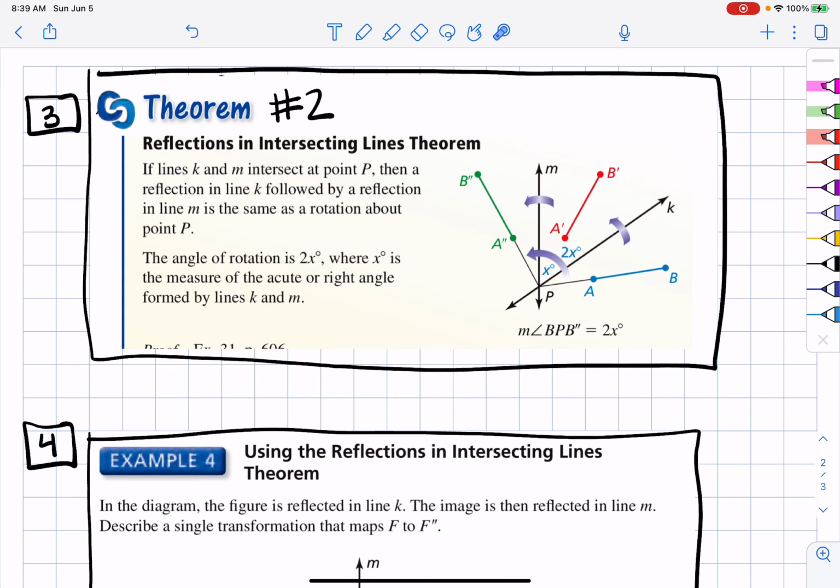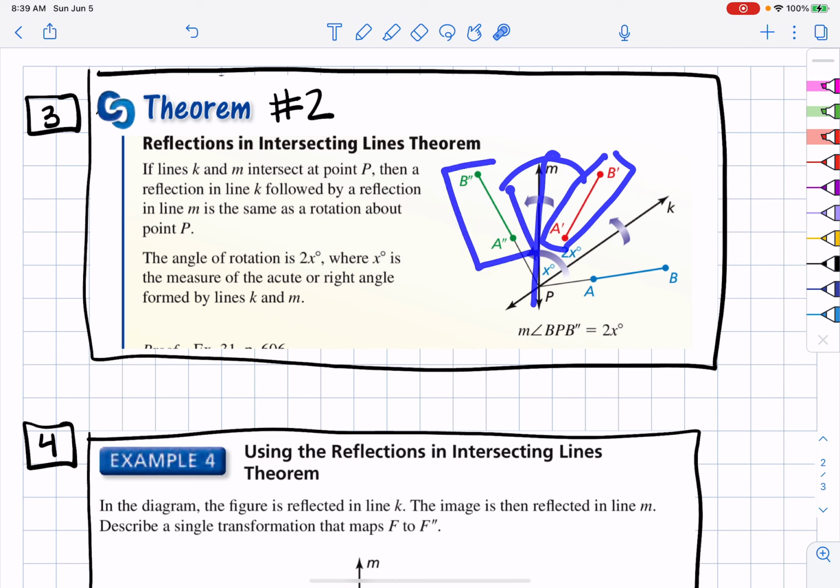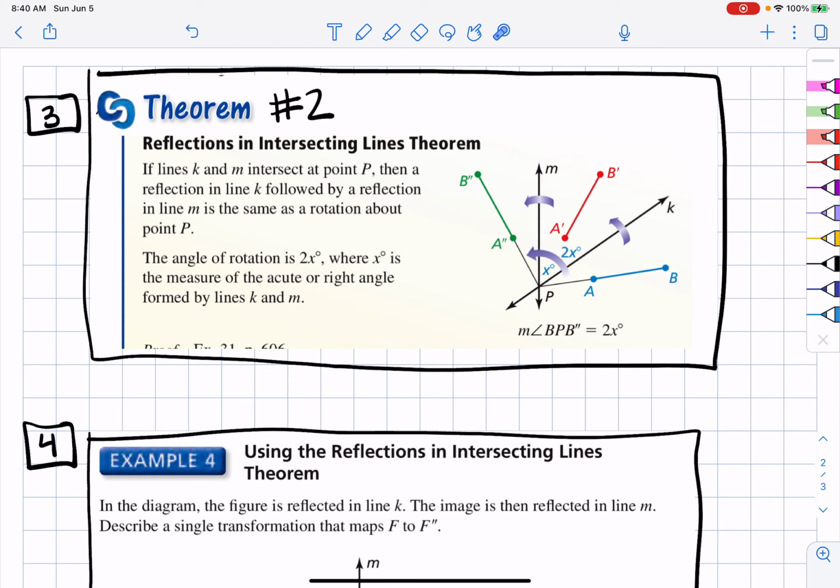And then if I reflect A prime B prime over line M, this way I would get B double prime and A double prime. That's pretty easy to follow. So this one goes there, and this one goes there as a reflection. That's pretty easy, but here's the cool part.